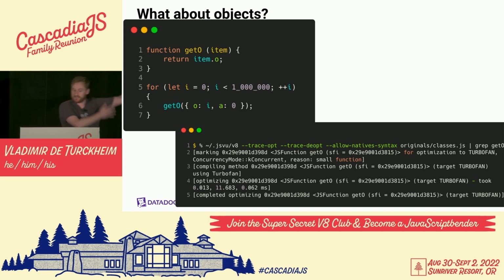So meet get, oh, my new favorite function. That was the name of my first pet. So it takes item as an input and returns the property O on item. And once again, we'll call it 1 million times with an object. And this object is defined as I being the integer that is incremented, and A0, a stable property that never changes. And no surprise, V8 is happy to optimize it, as we have seen.